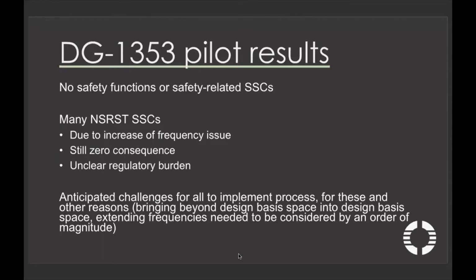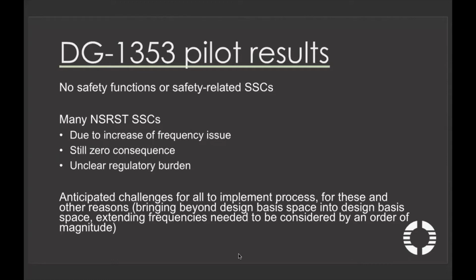It's unclear if NSRST has to have a similar burden for how everything's documented and controlled and assessed, and all the way through, of course, to the supply chain and so on. Of course, applying Appendix B is a big go no go as far as significant burden on the whole supply chain for that SSC.